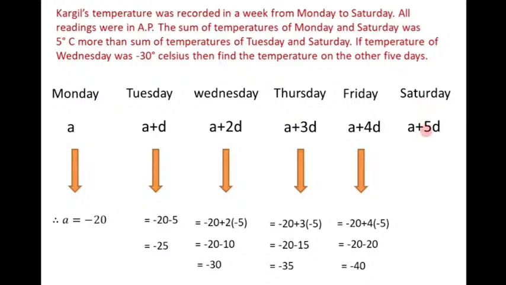And in the same way on Saturday we have the expression a plus 5d. So a is replaced by minus 20 and d is replaced by minus 5. So minus 20 plus minus product will be minus 5 into 5, that's 25. Minus 20 minus 25, that's minus 45. So minus 45 degrees was the temperature on Saturday. So these are the temperatures recorded on the other 5 days.